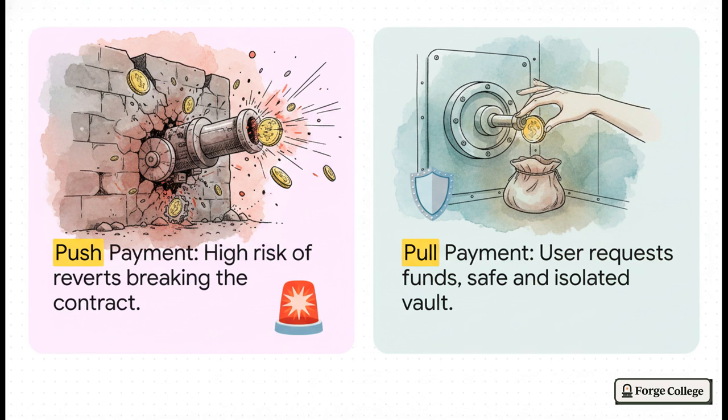If the receiving user is actually a malicious smart contract that intentionally rejects the incoming funds, it can cause a revert that breaks your entire system. We never want to force-feed money back to users. Instead, we use the pull payment pattern. We build a secure, isolated vault where the user must explicitly step up and request their own withdrawal. It shifts the risk of failure away from our contract and entirely onto the user making the request.